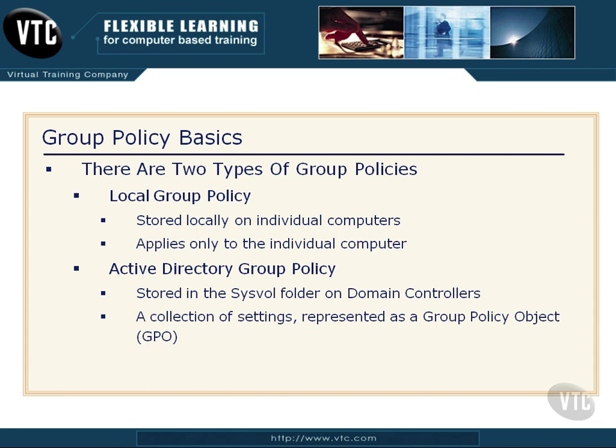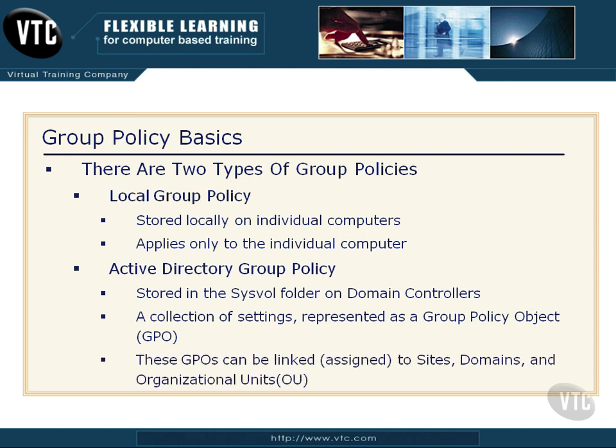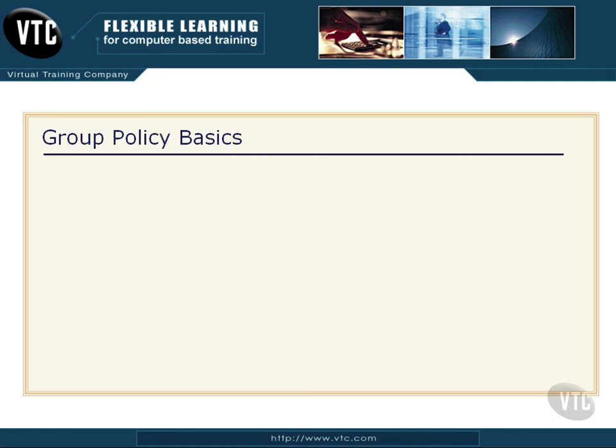This is a collection of settings, again, represented as a group policy object. And these group policy objects, or GPOs, the way you'll see them and hear them most of the time in the real world, can be linked or assigned to sites, domains, and organizational units. Now, if we link it to a site, every computer or user or whatever is in that site is going to get whatever group policy has been linked to the site. If you link it to a domain, anybody who's a member of that domain is going to pick up whatever settings that group policy object is setting. Same thing for organizational units.